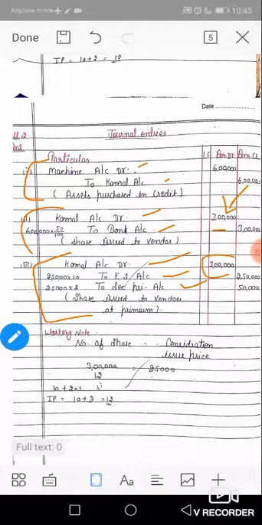3 lakh rupees balance. Now the number of shares issued to the vendor. The formula is consideration upon issue price. Consideration is rupees 3 lakh. Issue price is 10 rupees per share plus 20% premium. 10's 20% is 2 rupees. 10 plus 2 is 12 rupees. So 3 lakh divided by 12 gives 25,000 shares issued to the vendor.